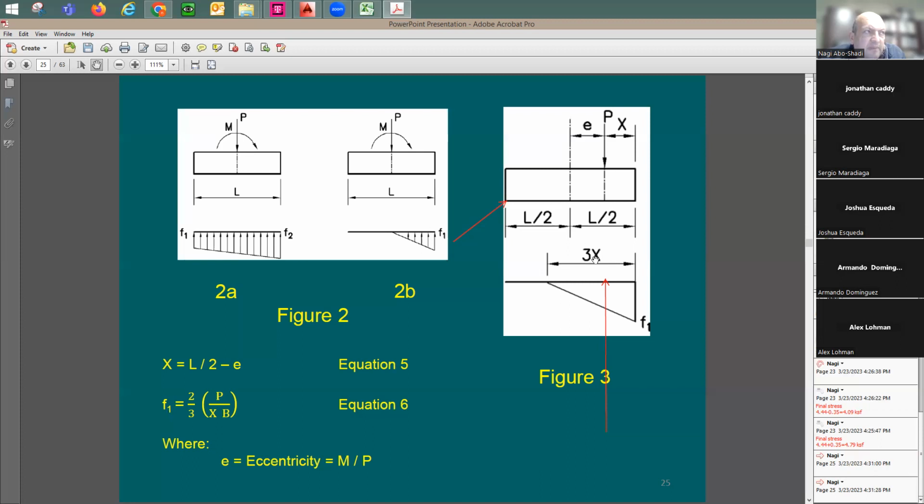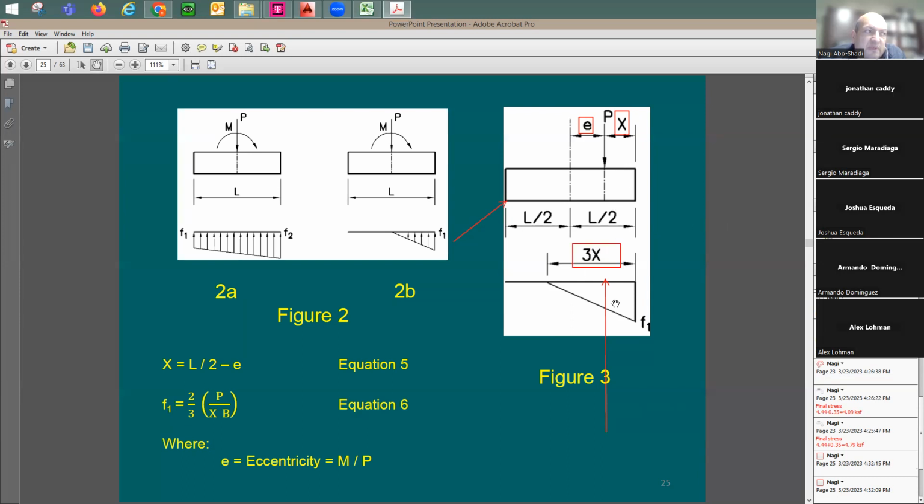In any given problem, the vertical load is going to be given to you. Moment also is going to be given to you, which means that you can figure out E. So this E is a known value. The length of the footing, you have it. Therefore, you can figure out X numerically. Once you find X, multiply by 3, now you have the base of this stress distribution.